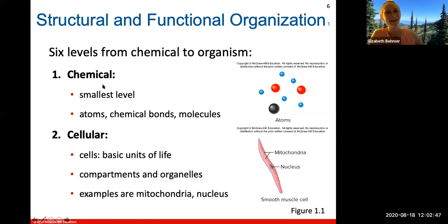So we start with the chemical level of organization, which is the smallest, where we look at atoms, chemical bonds, and molecules. The next level up from that is the cellular level of organization.